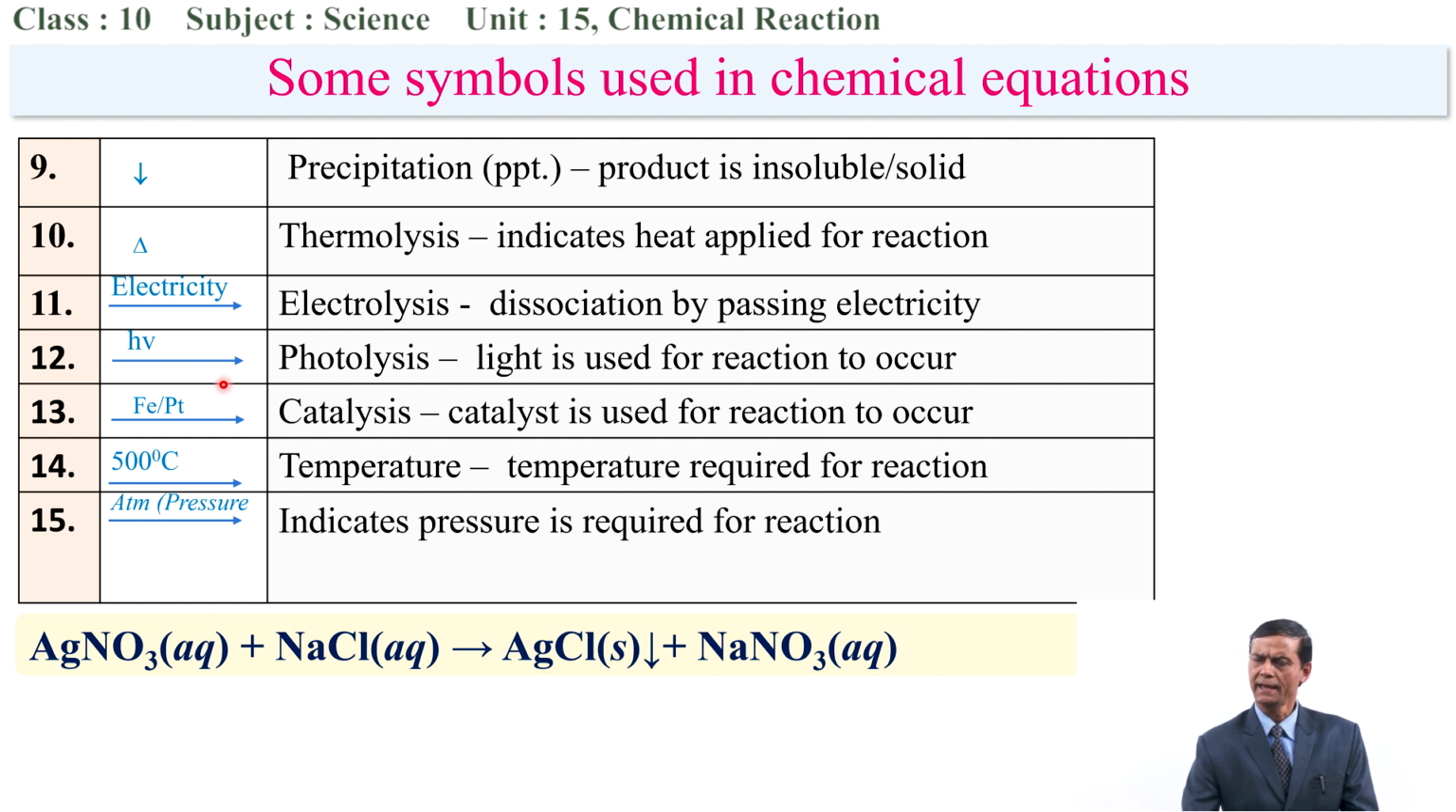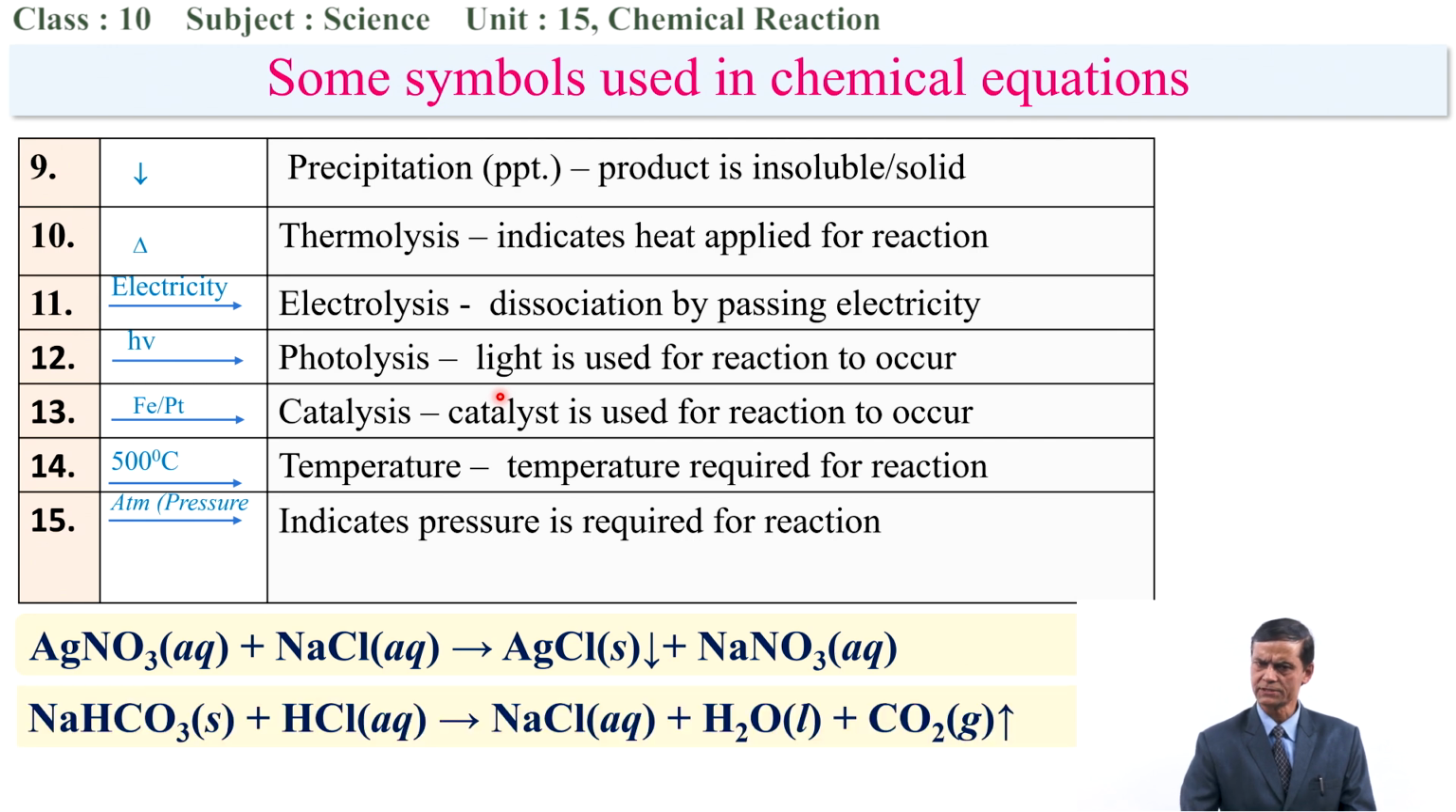Similarly, look at here, arrowhead, and above the arrow there is hν. hν denotes photolysis. What is the meaning of photolysis? That means some chemical reactions need light to occur, isn't it? Some chemical reactions can occur in the presence of light, that is a photolysis reaction. And look at here, some substances are denoted like iron, platinum, and other substances can be placed here above the arrow. That is catalysis, means a catalyst is used for the reaction to occur, isn't it? If a reaction needs a catalyst, then this type of symbol can be used.